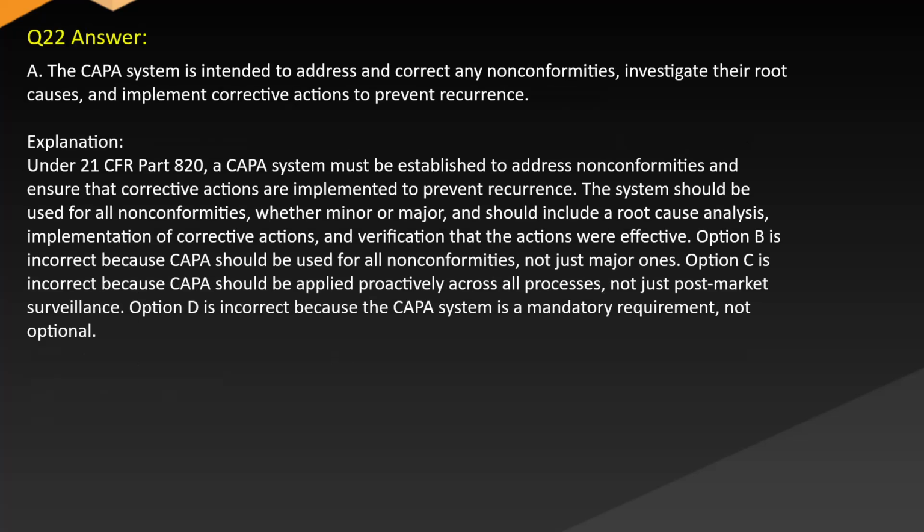Answer A. The CAPA system is intended to address and correct any nonconformities, investigate their root causes, and implement corrective actions to prevent recurrence. Explanation. Under 21 CFR Part 820, a CAPA system must be established to address nonconformities and ensure that corrective actions are implemented to prevent recurrence. The system should be used for all nonconformities, whether minor or major, and should include root cause analysis, implementation of corrective actions, and verification that the actions were effective.